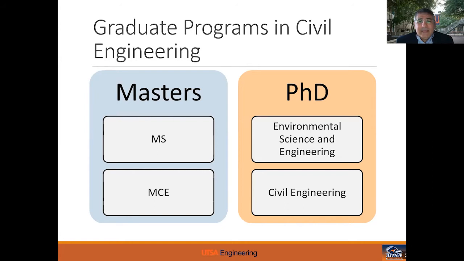And then at the PhD level, we have two programs. One is managed, we're now a division of civil engineering, so it's within the division of civil engineering. And then we have a joint program with the College of Science, which is the Environmental Science and Engineering PhD. Next slide, please.